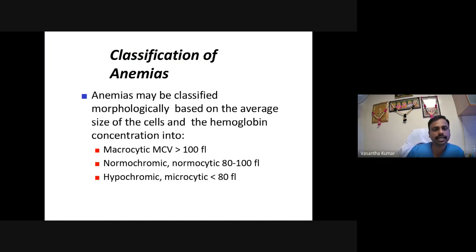This is the classification of anemia. Anemia may be classified morphologically based on the average size of the cells and the hemoglobin concentration. Based on the previous slides, if the MCV is more than 100, that means the size of the RBC is more than 100 femtoliters, it is called macrocytic or megaloblastic anemia. If it is 80 to 100, it is called normocytic and normochromic. If it is less than 80, it is called microcytic or hypochromic.